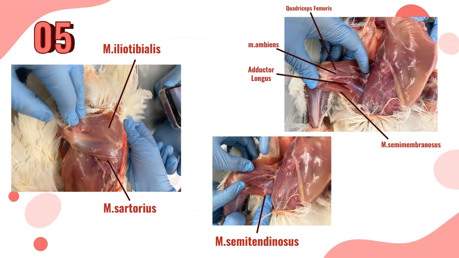This is a thigh muscle that connects to a tendon and is also responsible for toe flexing. Then on top of that, we have the quadriceps femoris, which comprises 4 muscles and is responsible for thigh extension and attaches at the femur, ilium, and patella.